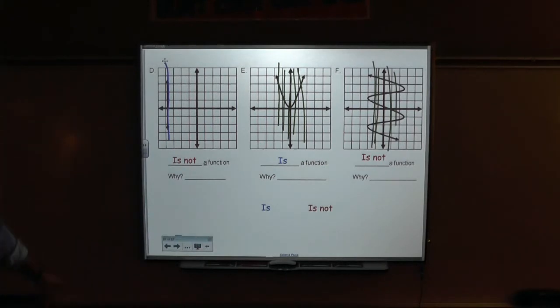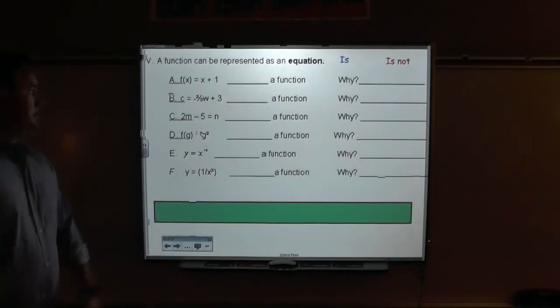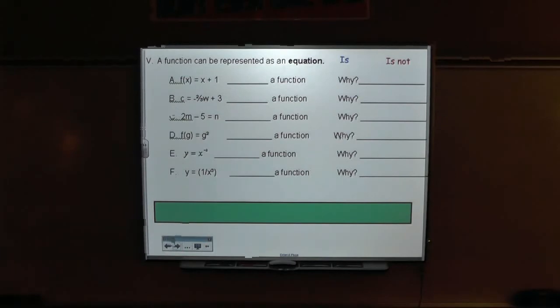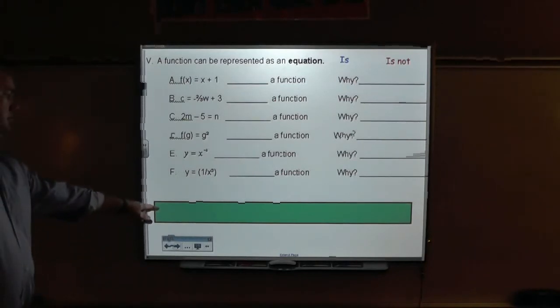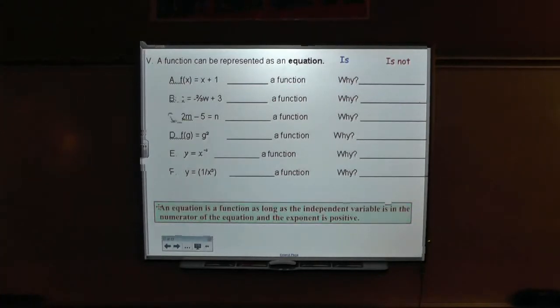Alright. So, next one. Equations. To tell if an equation is a function, we have a rule. It's down here at the bottom. An equation is a function as long as the independent variable is in the numerator of the equation and the exponent is positive.